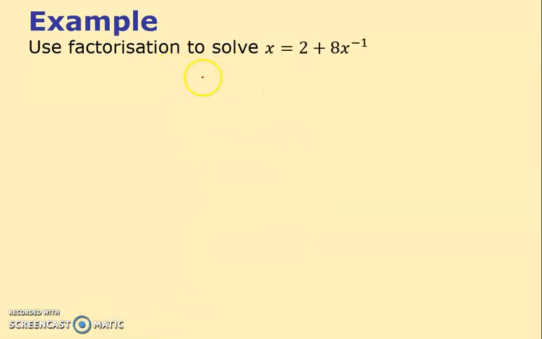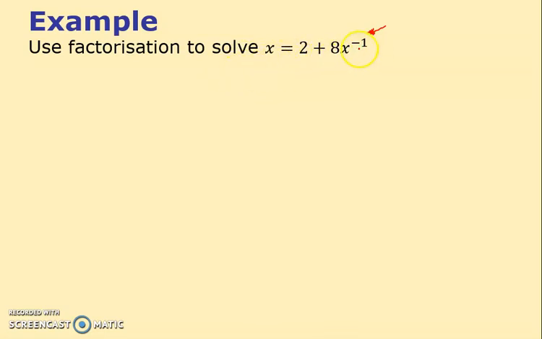Use factorization to solve this. Now, straight away I don't like this. It doesn't look like a quadratic equation at first. And this I suppose is the difference between A-level and GCSE. At GCSE this gave you the quadratic equation. Here you might have to form it yourself.